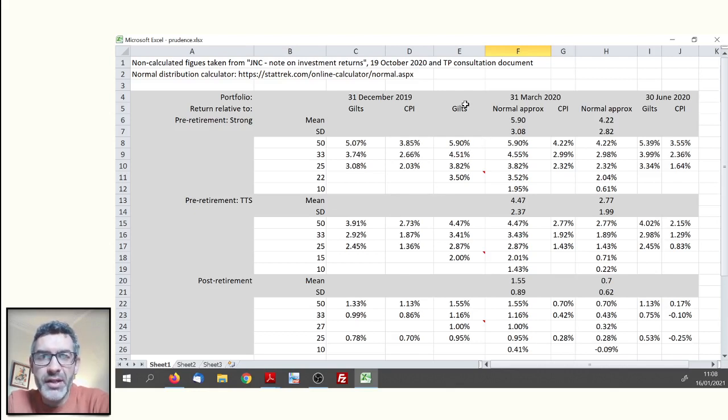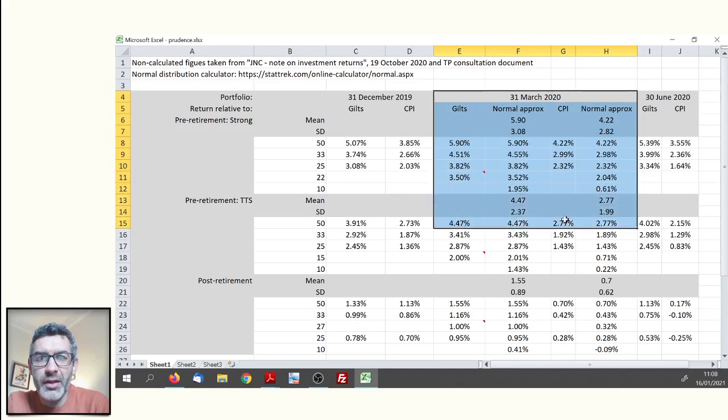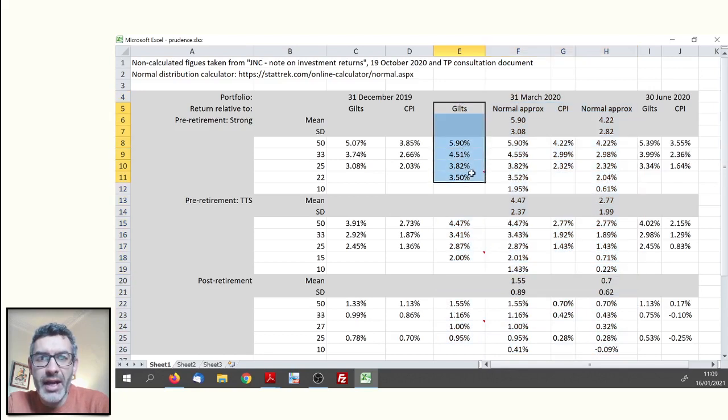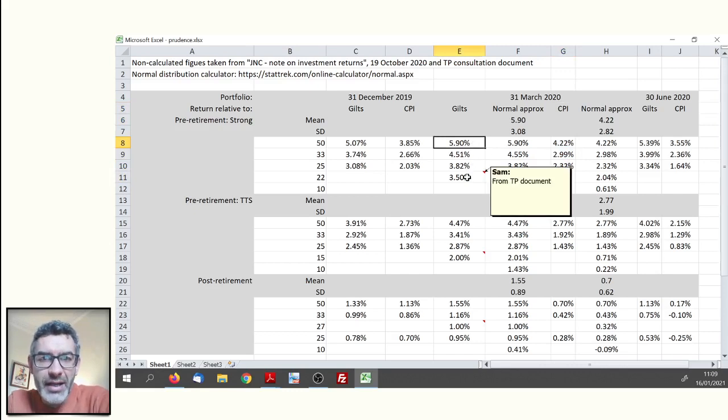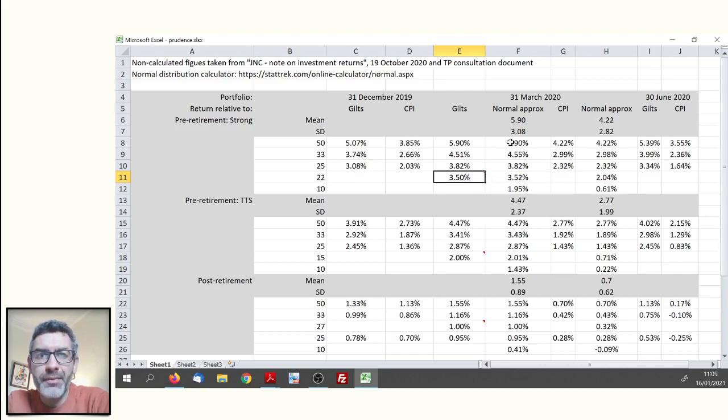But the 31st of March data are the middle rows that I'm highlighting here. And the column labelled gilts here and the column labelled CPI here contain numbers directly from the document. So there's that gilts plus 5.9% figure again. And I've also added in a row here for the 22nd centile and typed in the 3.5%, which comes from the technical provisions document, gilts plus 3.5% at the 22nd centile. But the bit that's new are the columns labelled normal approximation.